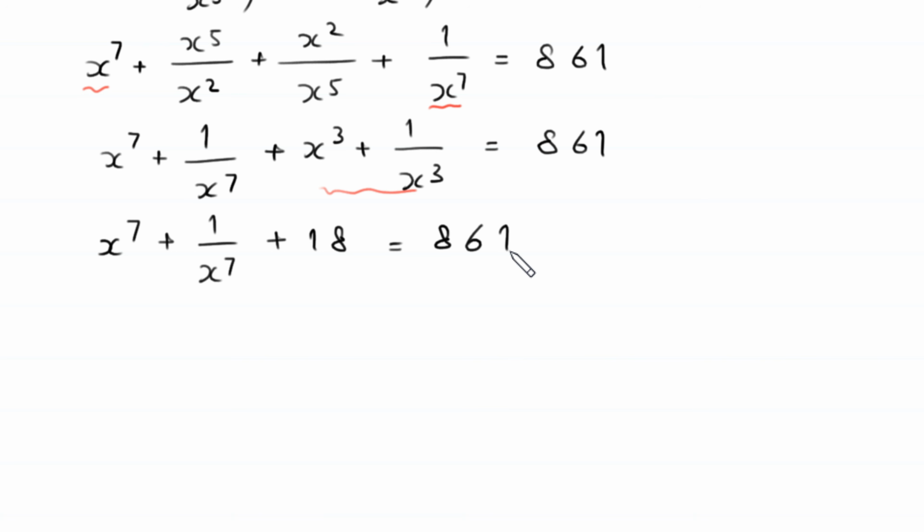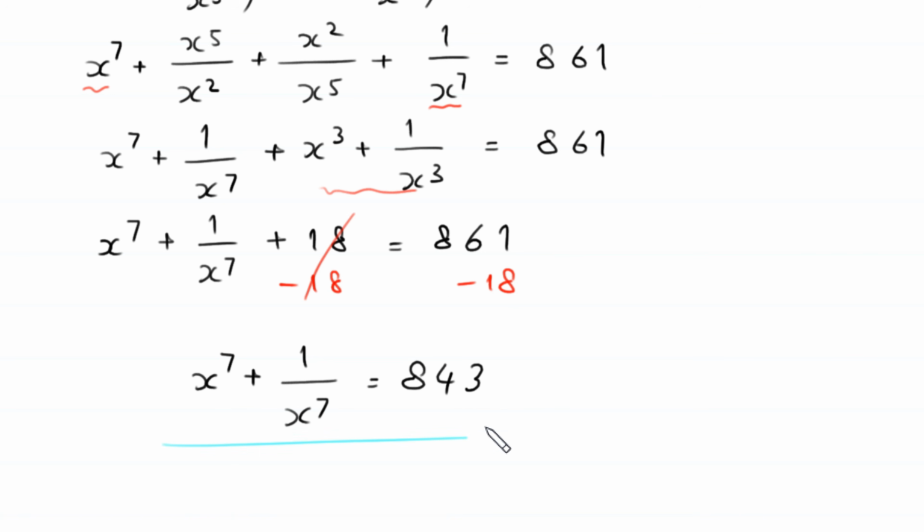861. And we subtract 18 from both sides. So this gets cancelled and we get the value of x to the power 7 plus 1 over x to the power 7 is equal to 861 minus 18, which will become 843. This is the required value of x to the power 7 plus 1 over x to the power 7.